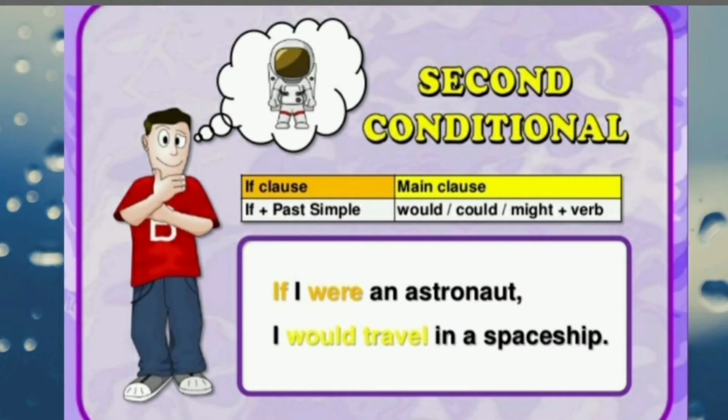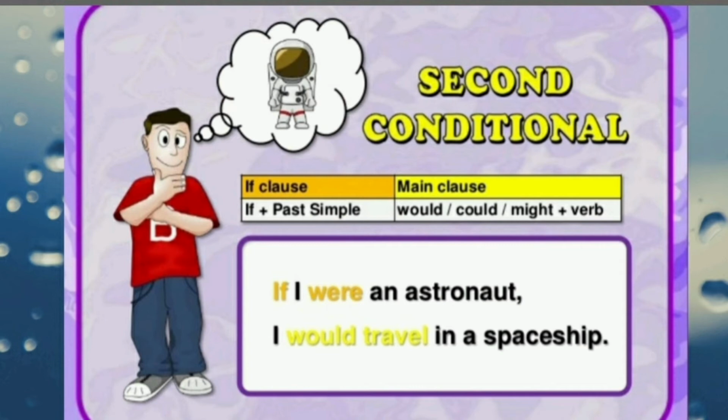Next is the third type of conditional, known as second conditional. The second conditional is a structure used to talk about impossible or imaginary situations. The structure of second conditional is if plus simple past tense, followed by would, could, might plus the first form of the verb in the main clause.